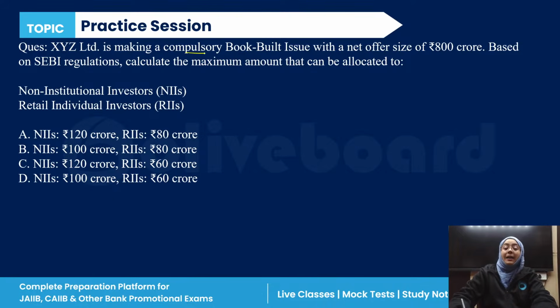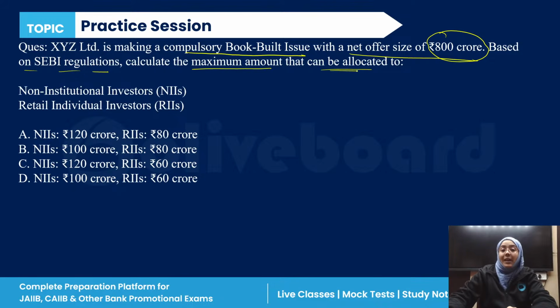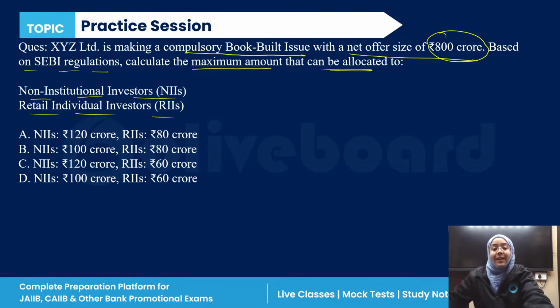XYZ is making a compulsory book build issue with a net offer size of rupees 800 crore. Based on SEBI's regulation, calculate the maximum amount that can be allocated to non-institutional investors, NIIs, and retail individual investors, RIIs. So the correct answer is, everyone, please answer this question.